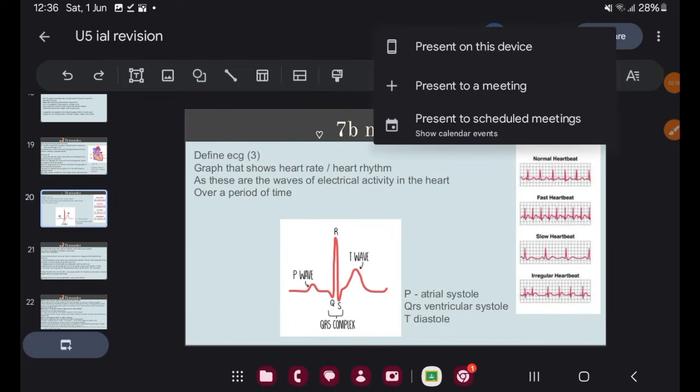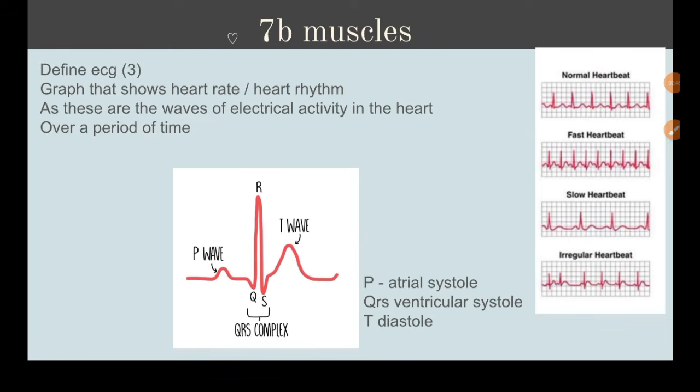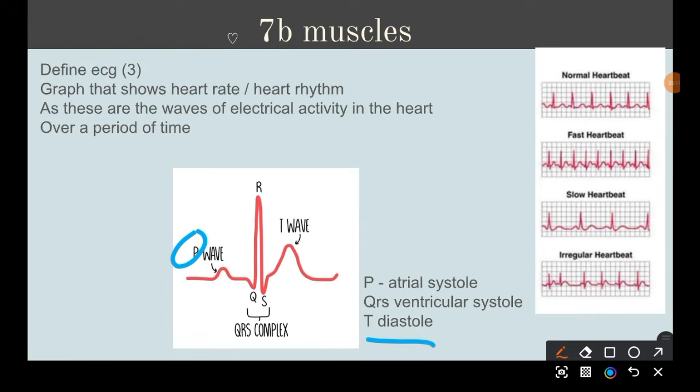Now starting with the ECG. A recent question asked to define an ECG, and what you have to say is that an ECG is a graph that shows the heart rate or the heart rhythm, because this PQRST wave shows the waves of electrical activity of the heart over a period of time. You have to memorize what P is, what QRS is, and what T is. P is atrial systole when the atria contract. QRS is the ventricular systole when the ventricles contract, and T is diastole when the ventricles are relaxed.